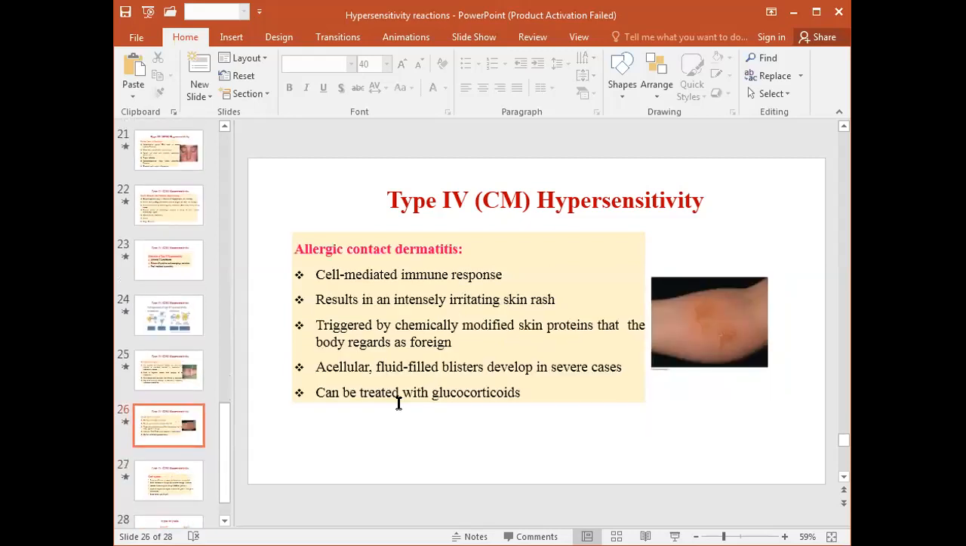Another one is allergic contact dermatitis. It is also a cell-mediated immune response, which results in intensely irritating skin rashes, and it is triggered by chemically modified skin proteins that the body regards as foreign. Fluid-filled blisters develop in severe cases, and it can be treated only by using glucocorticoids.